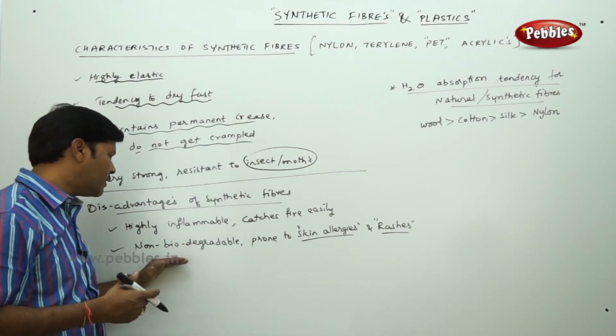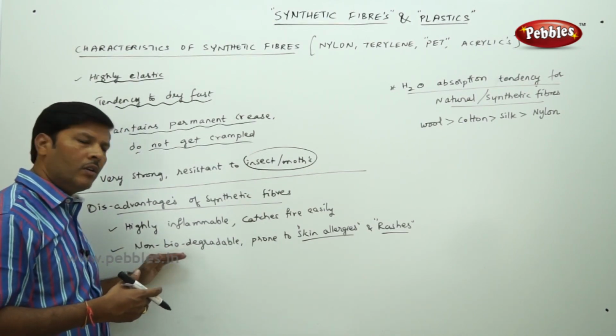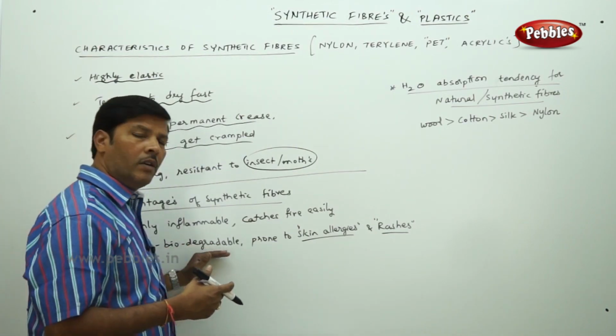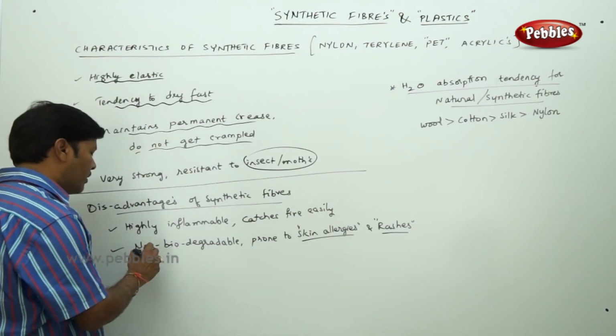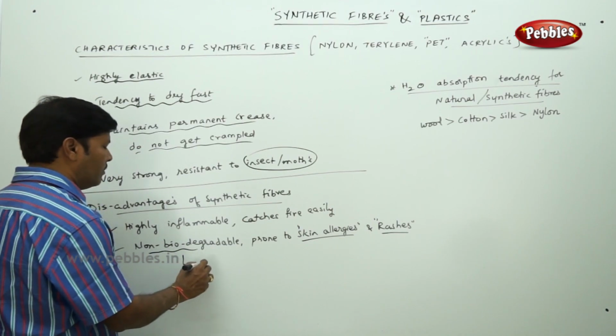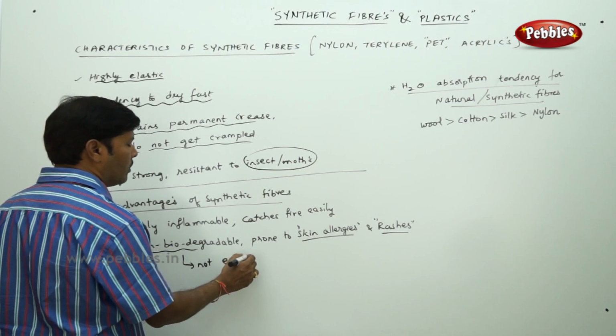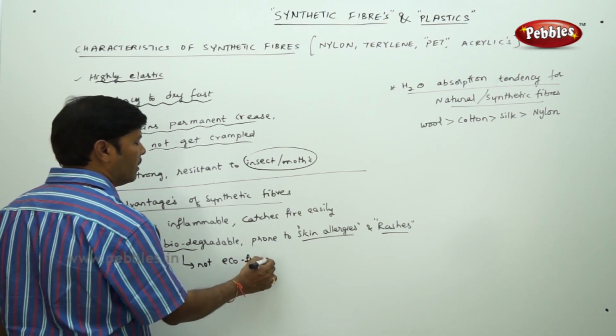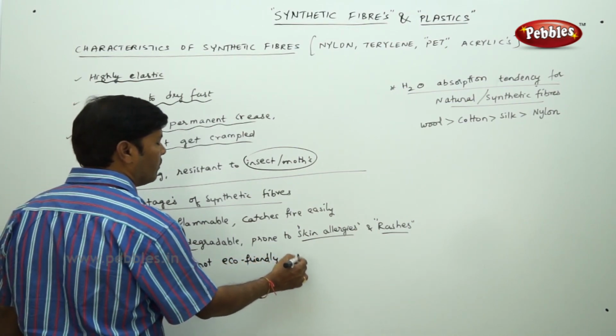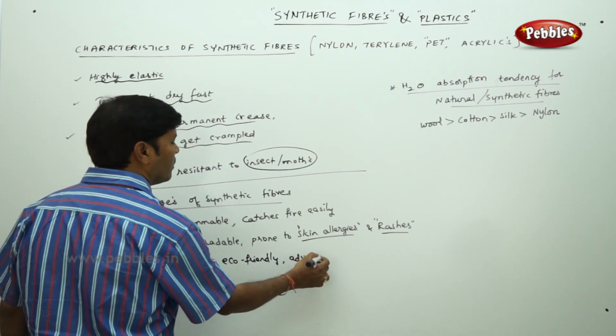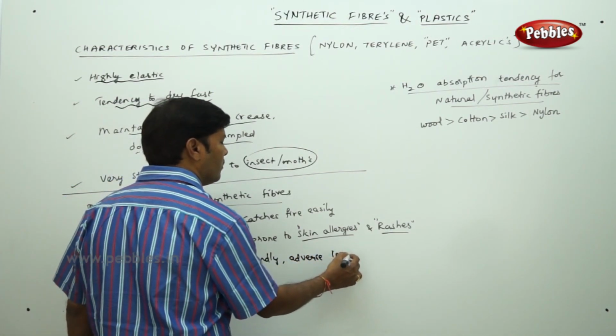Another of the biggest disadvantages: all the synthetic fibers are non-biodegradable, and once we use the word non-biodegradable, that means they are not eco-friendly. If they are not eco-friendly, that means they are causing an adverse impact on the ecosystem.